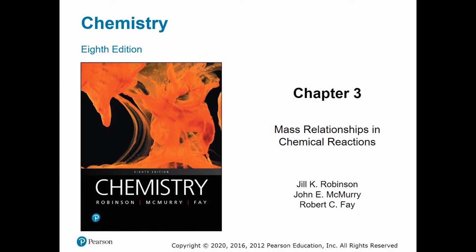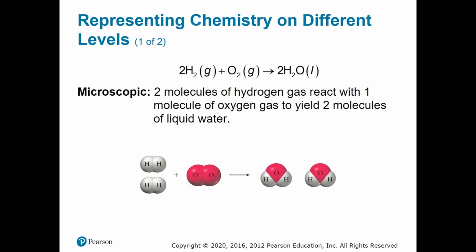Okay folks, welcome to Chapter 3, Mass Relationships and Chemical Reactions, or, as it's more succinctly known, stoichiometry. In the previous chapter, we started talking about chemical reactions, mostly in the sense of classifying elements by certain basic chemical properties. Let's dig deeper.